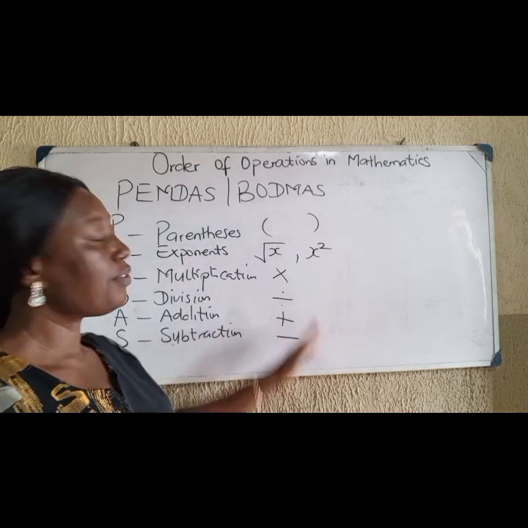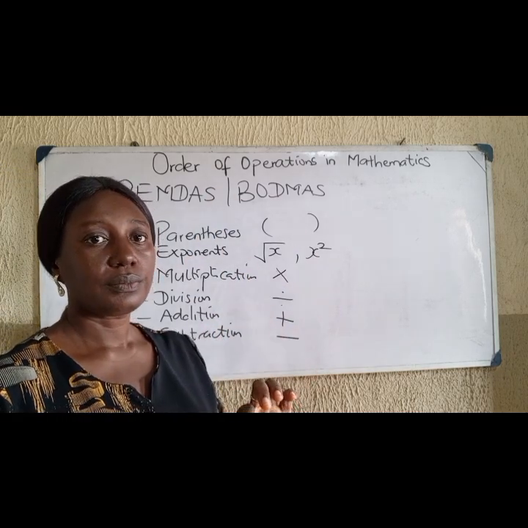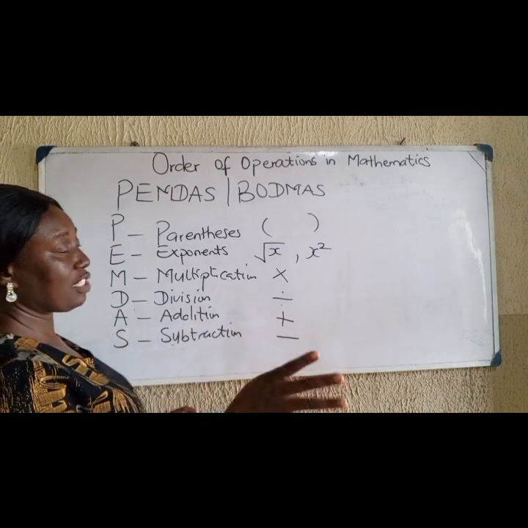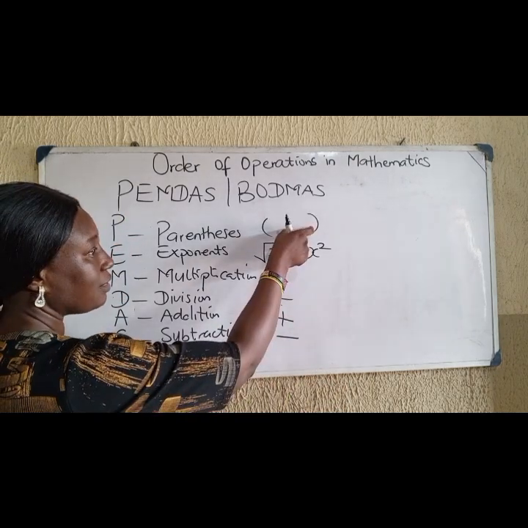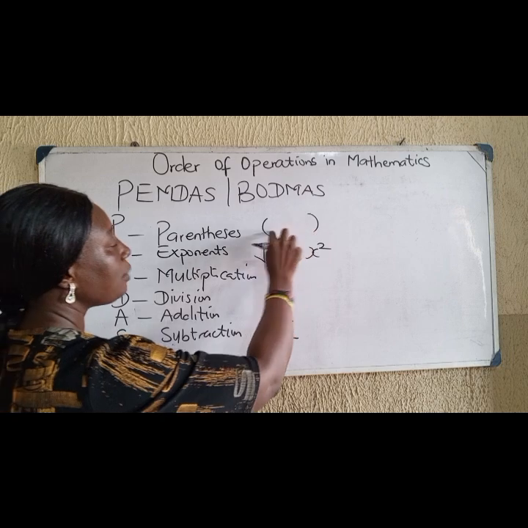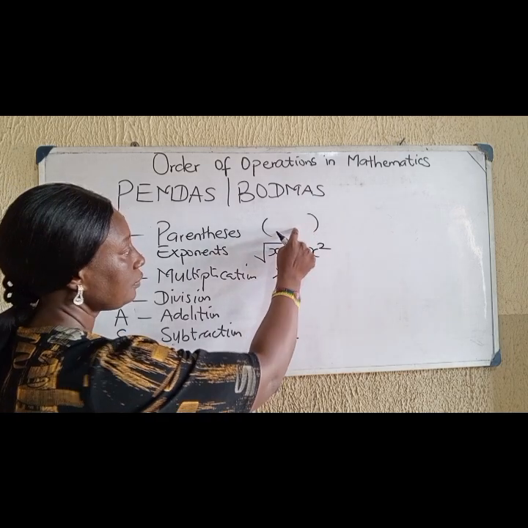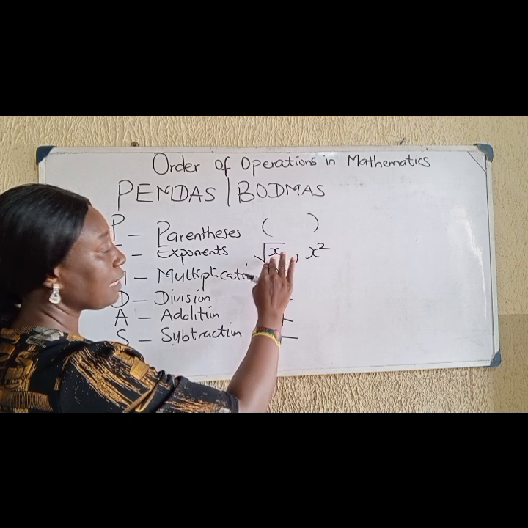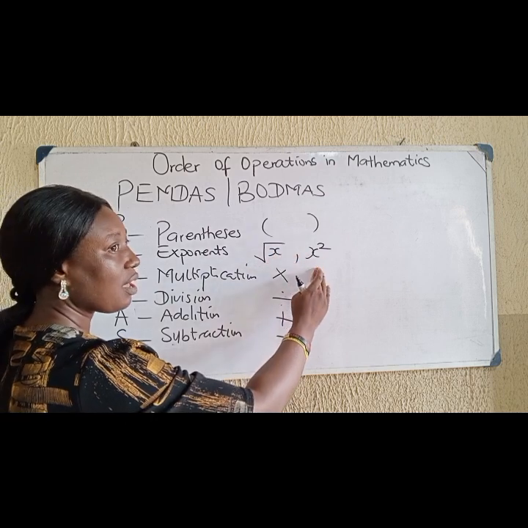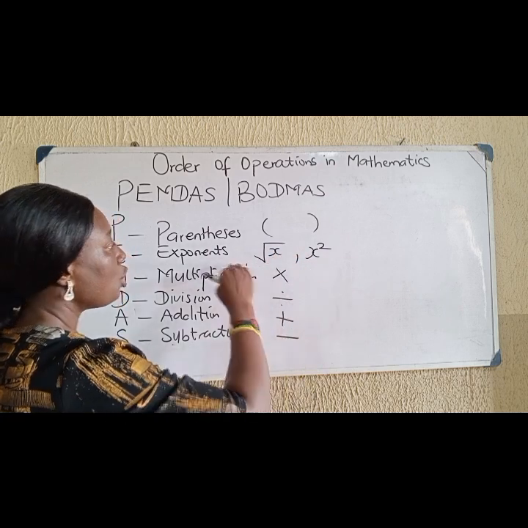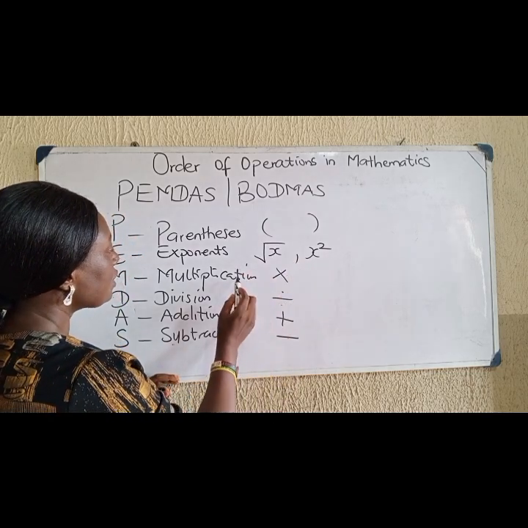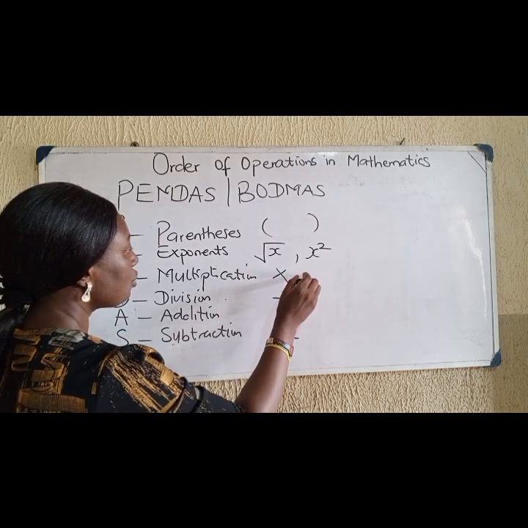order in solving the expression. Are you listening? Now, first, maybe in an expression you have brackets there. Please solve the bracket first. After the bracket, you look for exponent, something like square root or square, and so on. You solve them secondly.